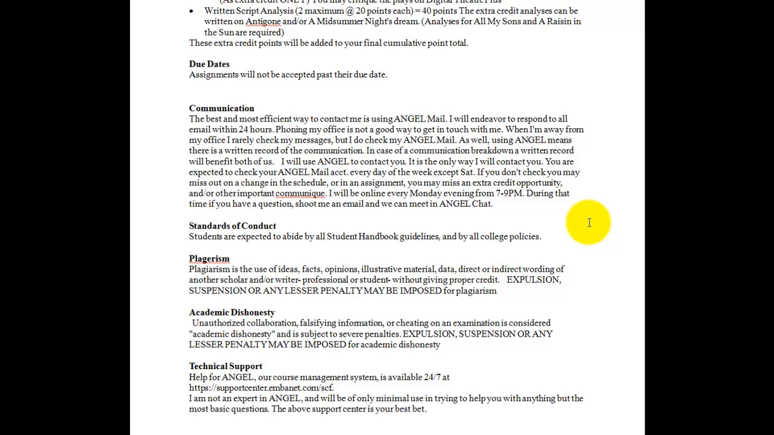Monday evening from 7 to 9 p.m. I am online, so if you shoot me an email, an Angel Mail at that time, I will be able to respond quickly, or if it's something that we really need to, we could open up Angel Chat and chat that way. Again, I've never had to do it that way, but it's possible.